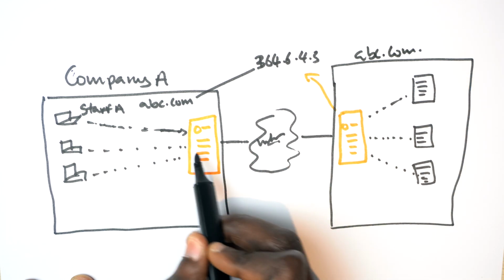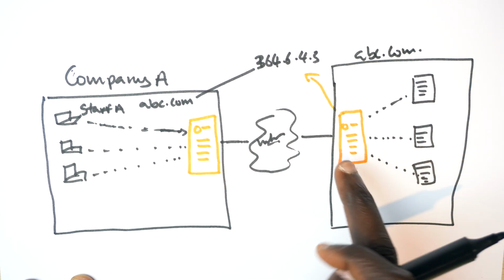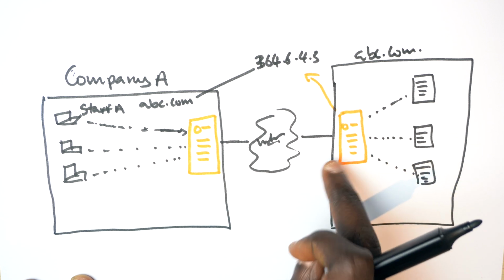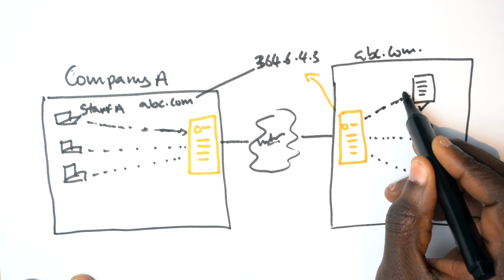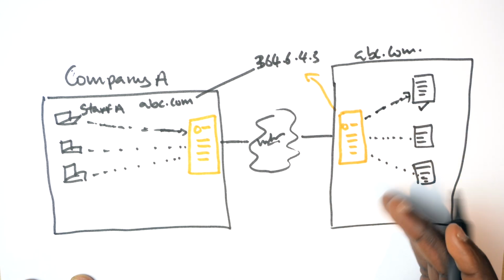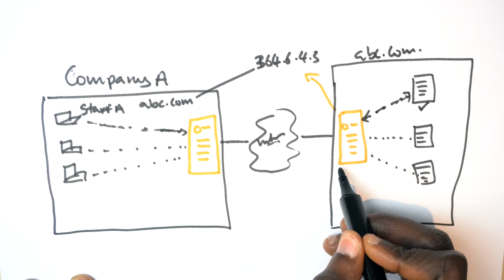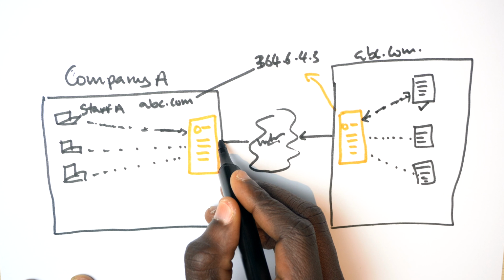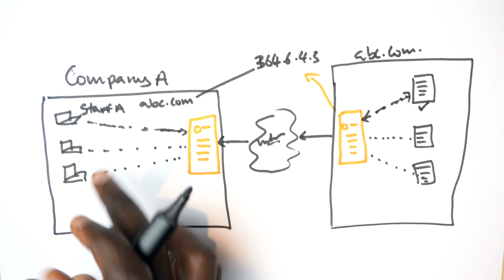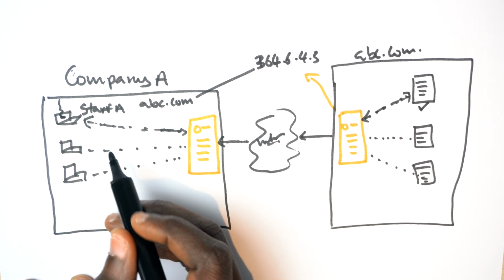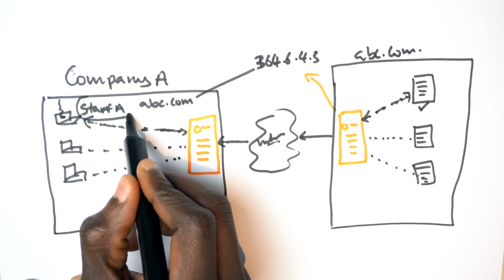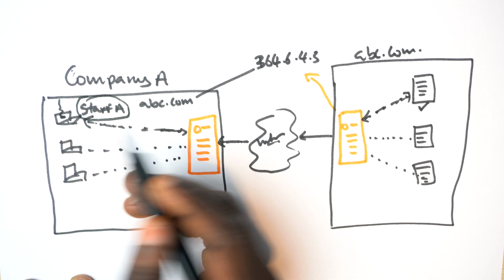So when that request comes from staff A over the internet, it checks, because this is a reverse proxy and also a load balancer, it looks for the server that is available and hands off the request to that particular server. The server handles the request and sends the response back. The proxy server forwards it back over the internet to the proxy server within company A, and that gets back to the staff A's system, and the website now loads. So as far as staff A is concerned, they just typed in abc.com and they had the website load.